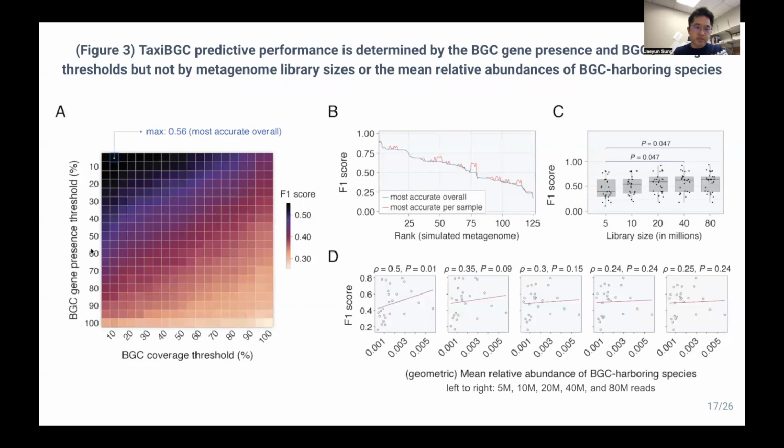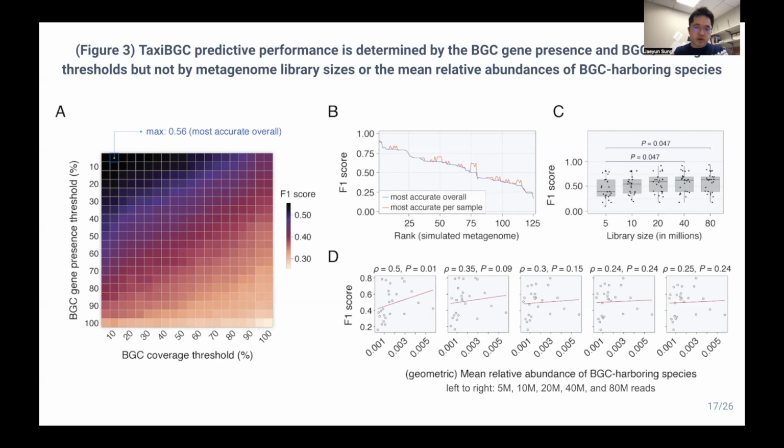BGC gene presence threshold, or the minimum BGC presence cutoff, that is the percentage length of a BGC gene covered by metagenome reads, and the BGC coverage cutoff, which is the percentage of the total number of genes present for a particular BGC. BGCs that pass these 2 criteria were considered present in the given metagenome, but how did we determine these thresholds? Well, in figure 3A and B of the paper, we show the pair of optimal thresholds that give the best predictive performance in TaxiBGC.